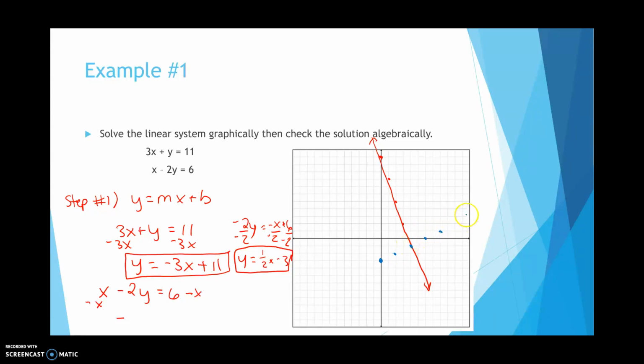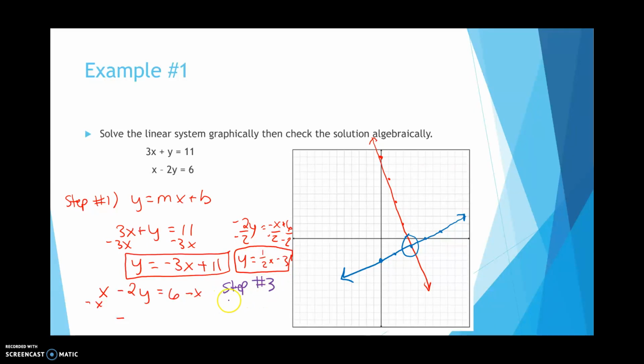Notice that it intersects right at that point where the blue and red lines meet up. That's where they intersect. So now we need to determine what my intersecting point is. I've done step number 2 where I've graphed both. Now I need to do step number 3, and I'm going to write it over here. Step number 3 is where they intersect.